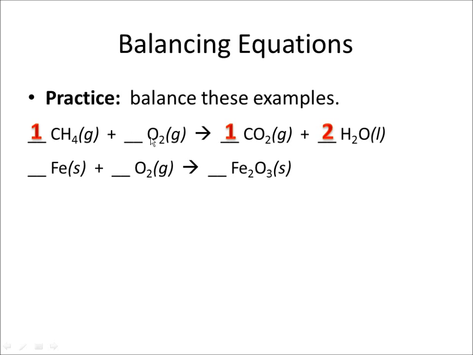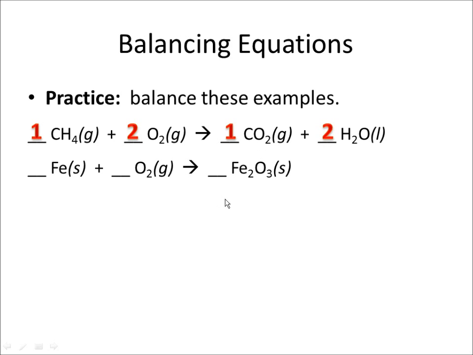Right? This is very anticlimactic. You figured this out about 5 minutes ago. But yes, it'll be a 2 in front of the O2. And now everything's balanced. There's actually 4 O's on this side, and there's 4 here. Why? 1 times 2 is 2. 2 times 1 is 2. 2 plus 2 is 4. So 4 on either side.